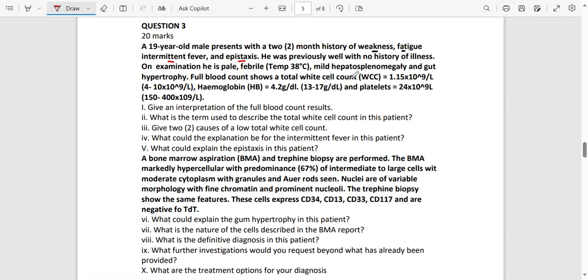Looking at the white blood cells, the red blood cells, and also the platelets. Now, of course, red blood cells is being represented by hemoglobin. What would be our interpretation of the full blood count? Anyone? Let's first look at the white blood cells. What would be our interpretation? We look also at hemoglobin. What would be the interpretation? We also look at the platelets. What would be the interpretation?